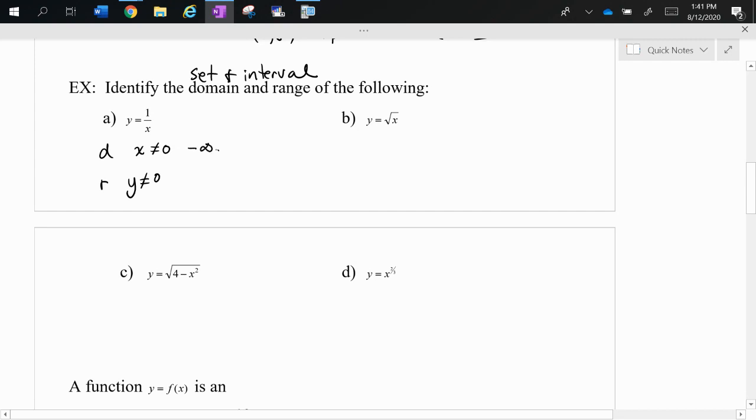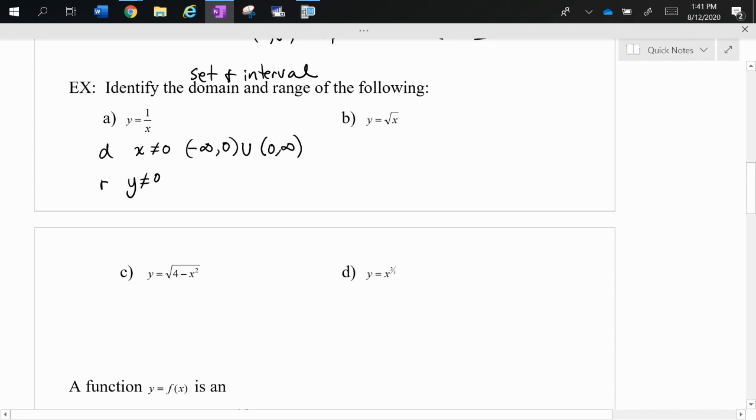So we want to be from negative infinity to 0. And we don't want to include 0 because we're not including 0. Remember, we do not want x to be equal to 0. And we need to use the union symbol. Union means we put them together. And from 0 to infinity.